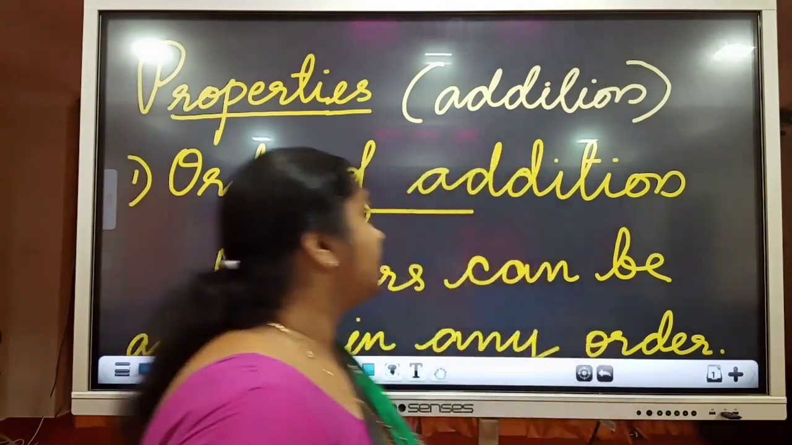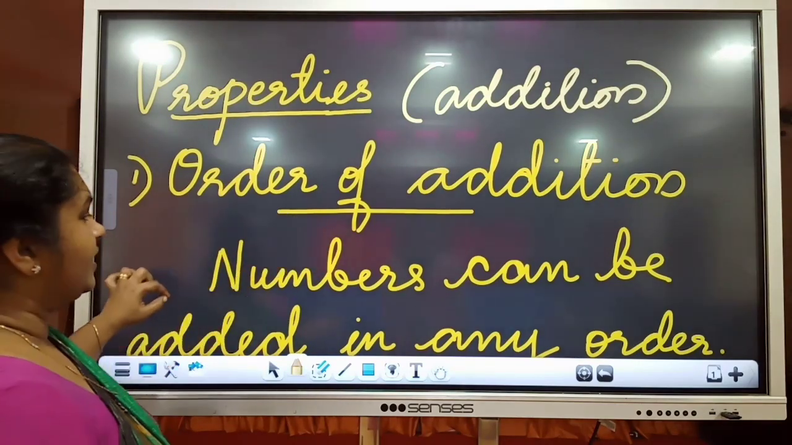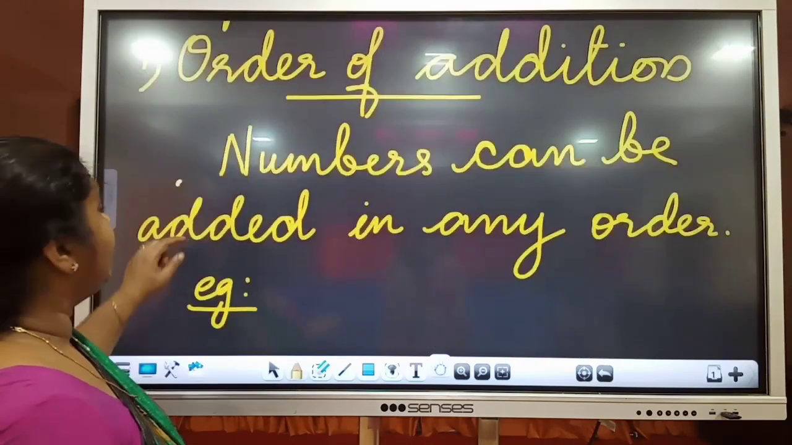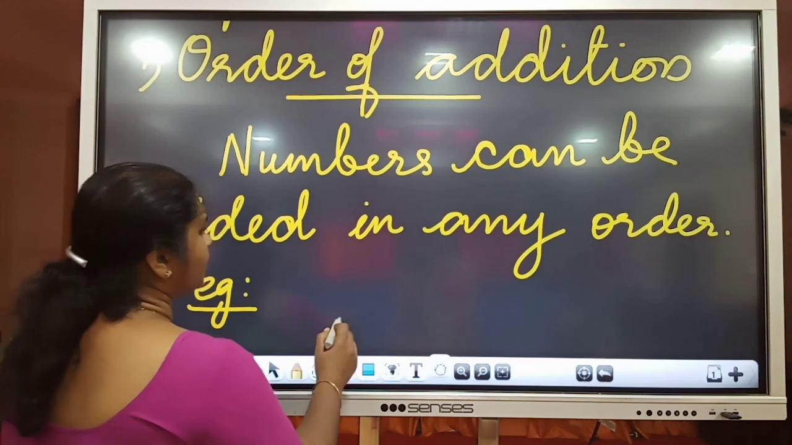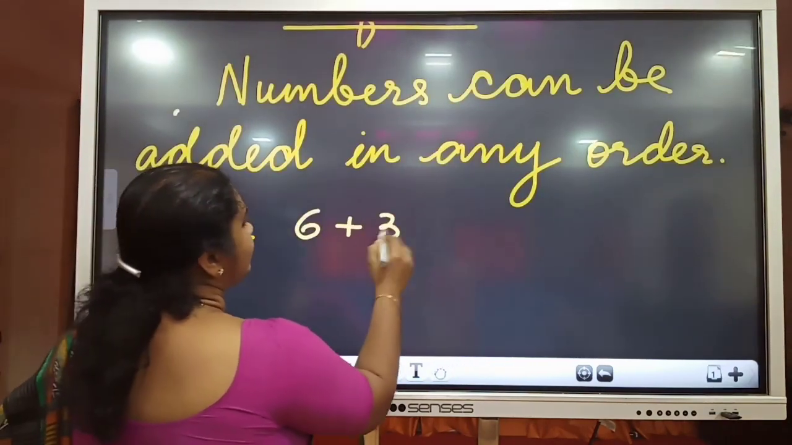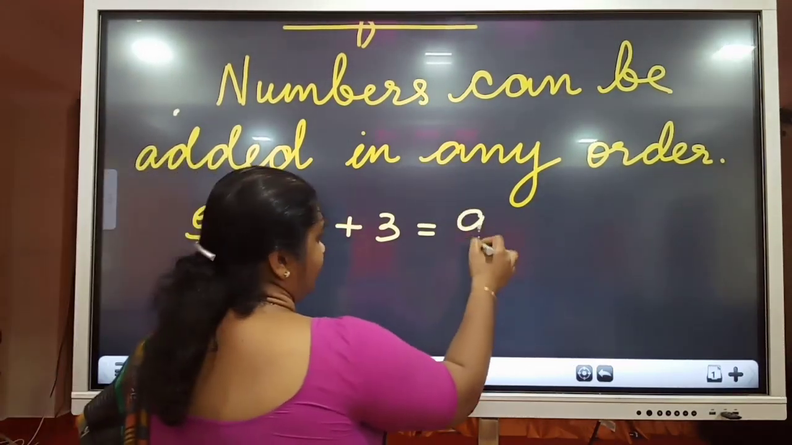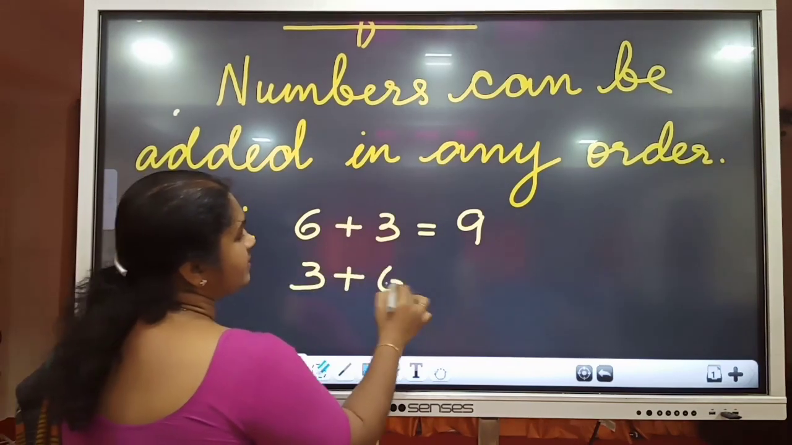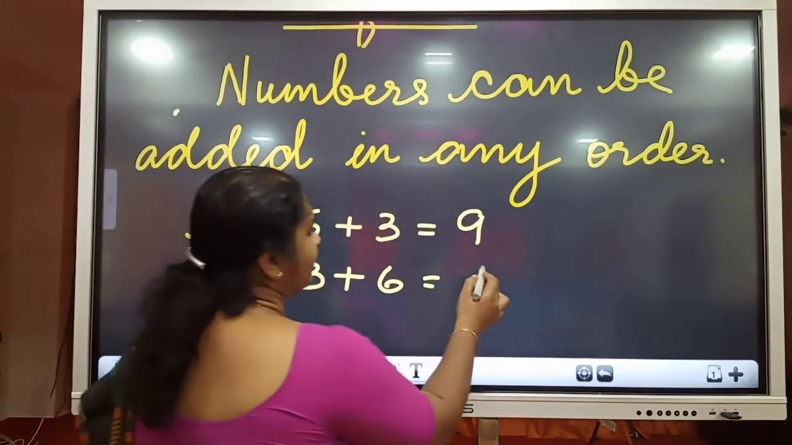See, the property number 1 is given like this: order of addition. Numbers can be added in any order. So with the small numbers I will show first. 6 plus 3. What is 6 plus 3? 6 plus 3 is equal to 9. I am changing the order, 3 plus 6. What is the answer, 3 plus 6? That is also the same, 9.